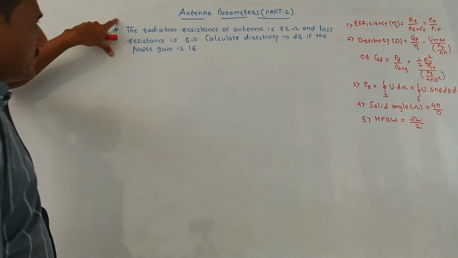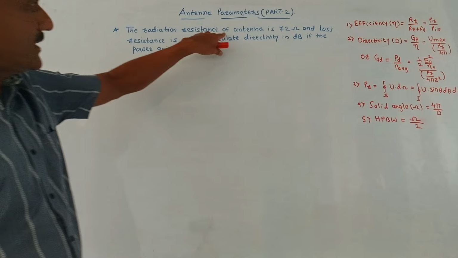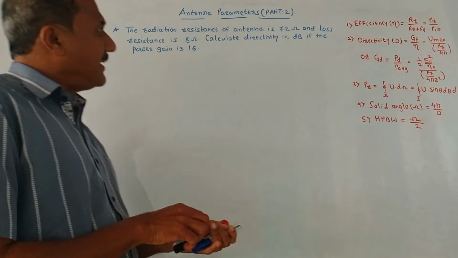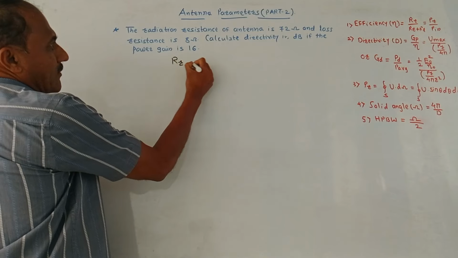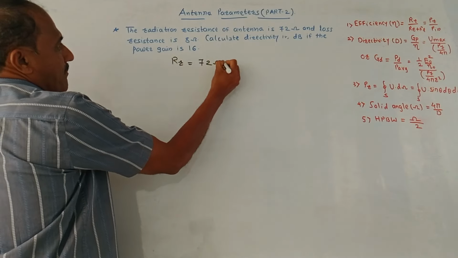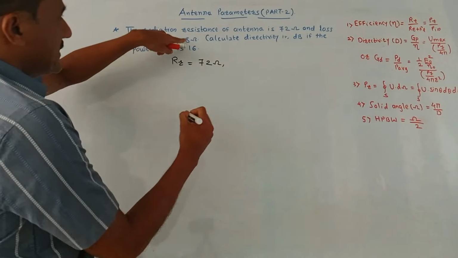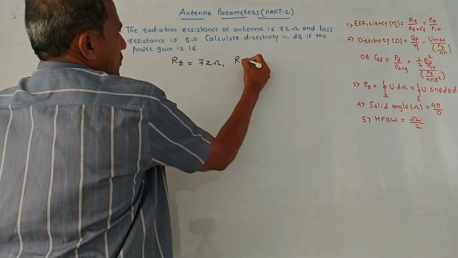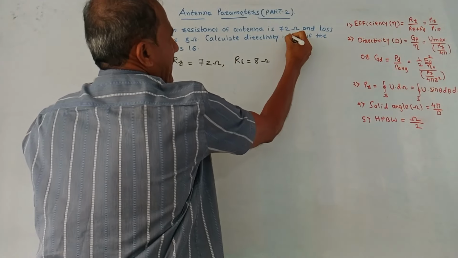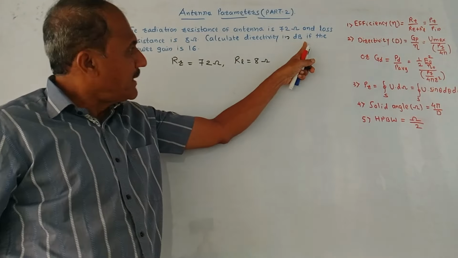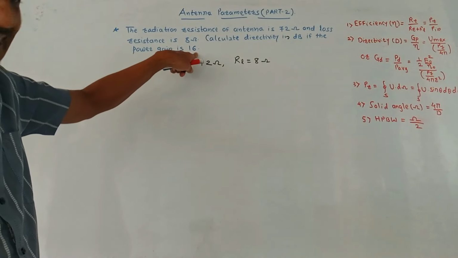Now let us discuss the numerical. The radiation resistance of antenna is 72 ohm. This radiation resistance is denoted by RR, which is 72 ohm. And loss resistance is 8 ohm. Loss resistance is denoted by RL, which is 8 ohm. Calculate directivity in dB, that is decibels, if the power gain is 16.